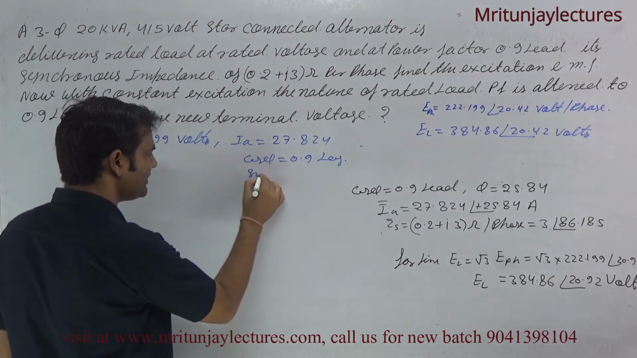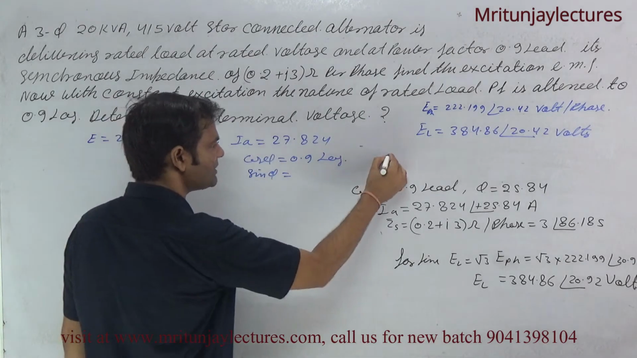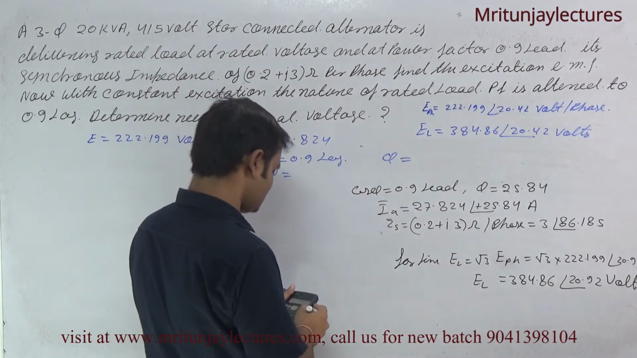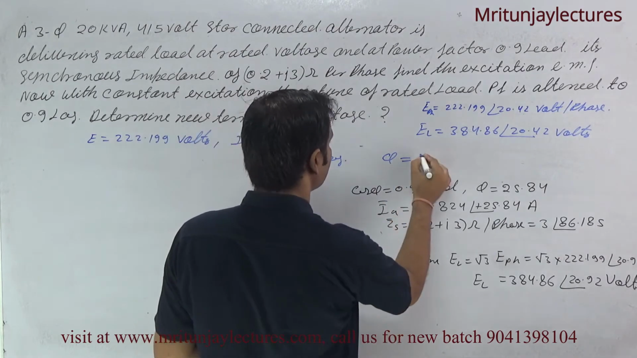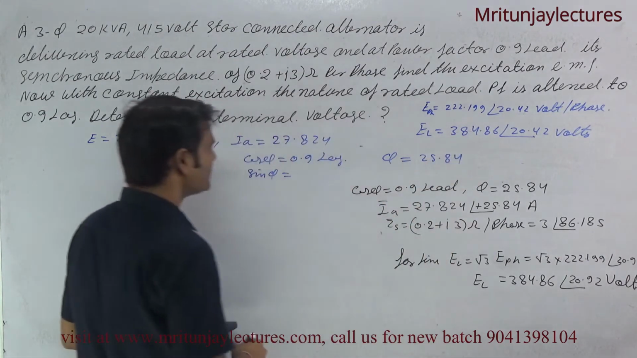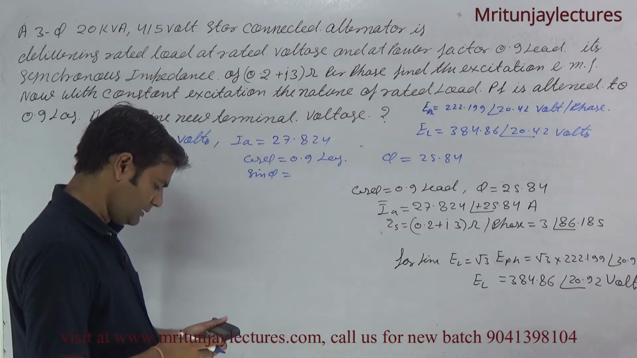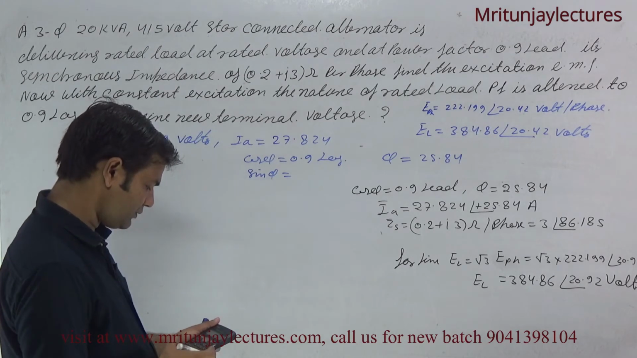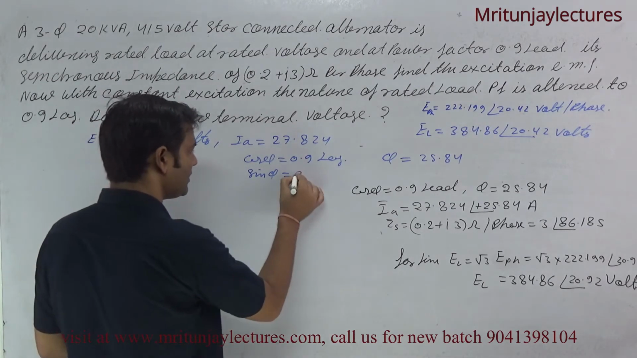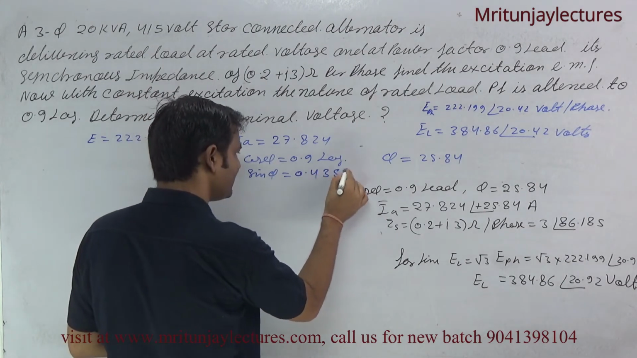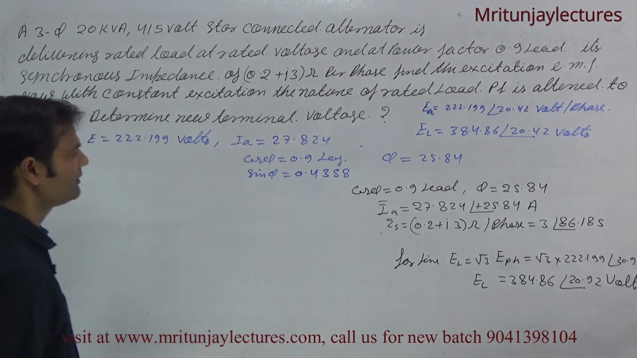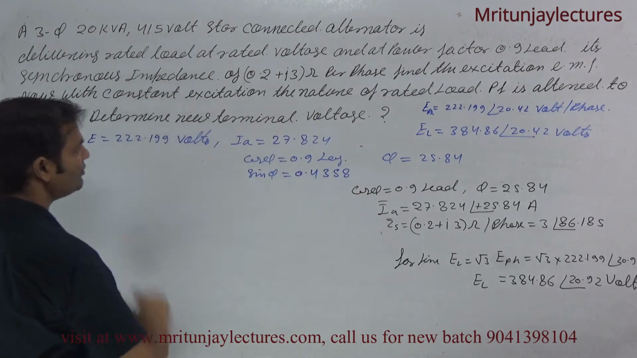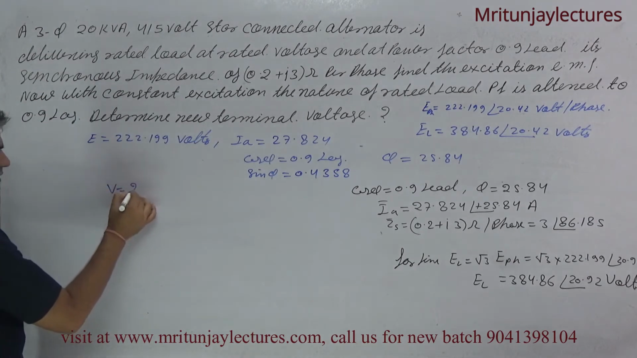Okay, so what about sin phi? First of all determine phi, that is 25 point something. Phi is again 25.84, so sin phi is equal to sin 25.84, that is 0.4358. Okay, clear? Now our motto is to determine the new terminal voltage V.